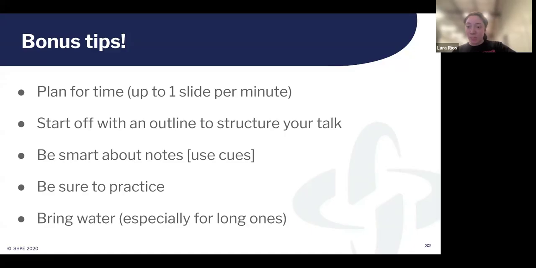Bring water. I'm dehydrated, so I'm going to take a sip. But if you're giving 30 minutes, 45 minutes in some of your conferences, these things can be really draining and you're going to be talking a lot. And it doesn't hurt to take a sip of water. I've heard some people say that when they're loading and they're thinking through another piece of their slides, they'll take a sip of water and use that as their excuse to think a little bit more. It's helped me in the past for sure.